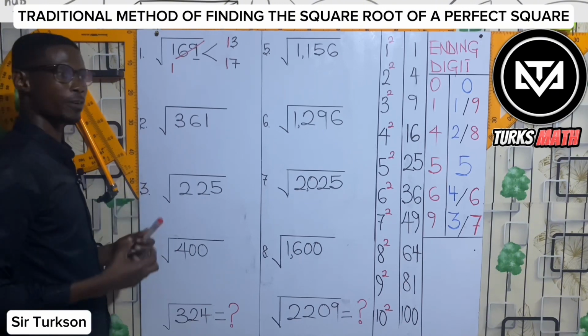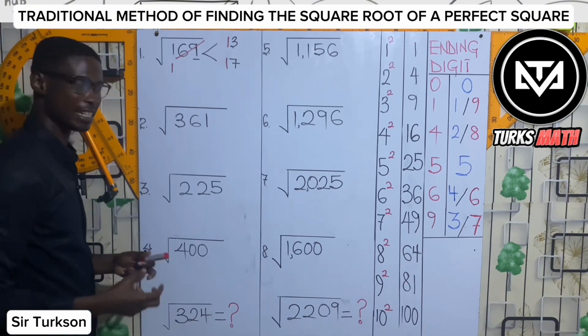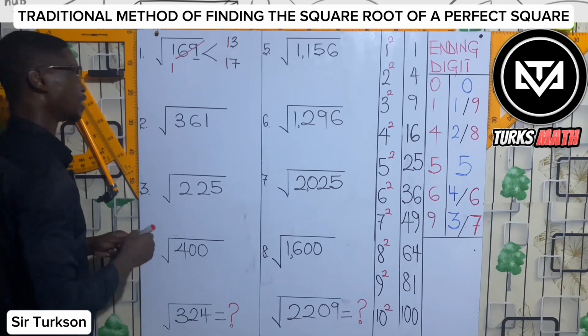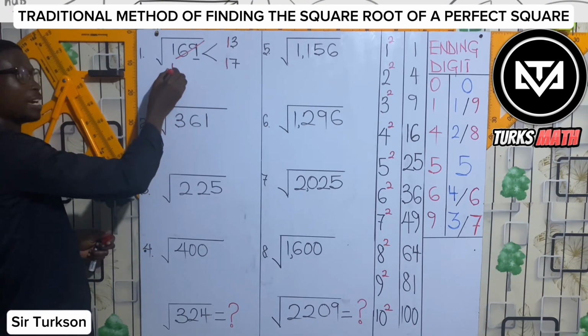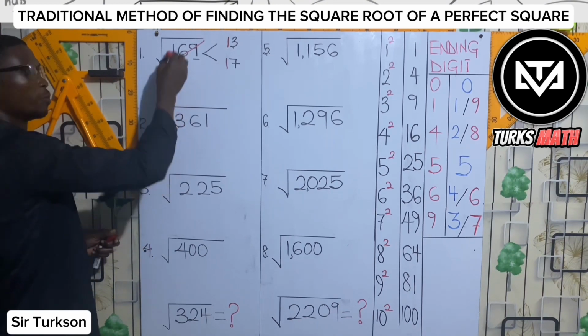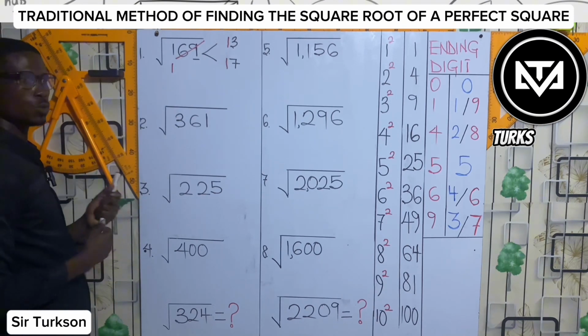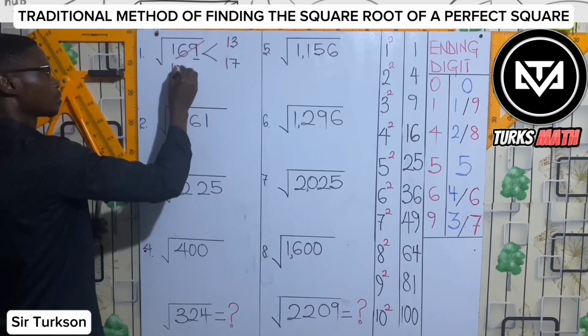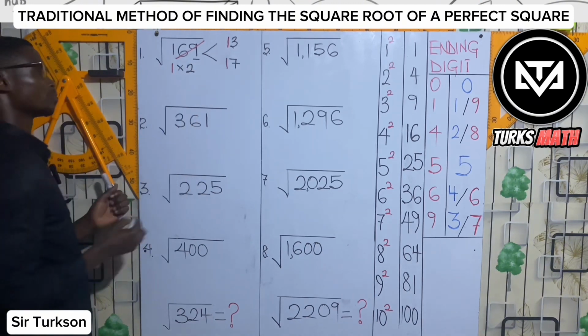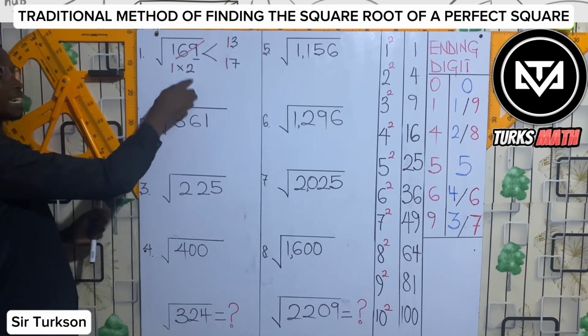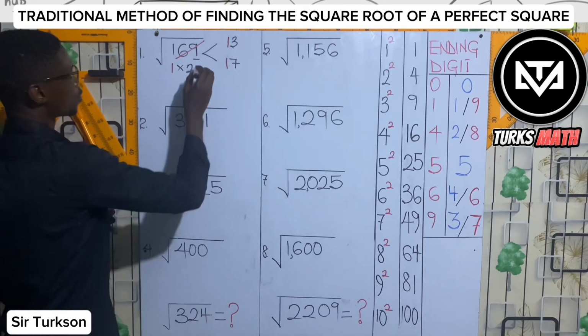Now, how do you get your right answer? To get your right answer, you increase this one number here by 1, then multiply. So what number comes after 1 is 2. So you say times 2. Now, 1 times 2 here will give us 2.